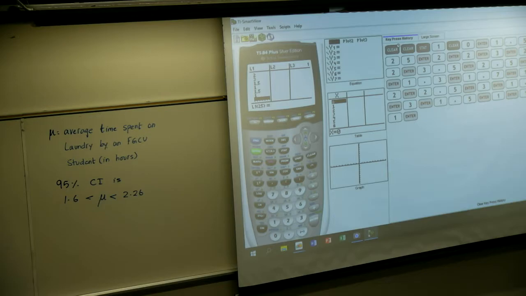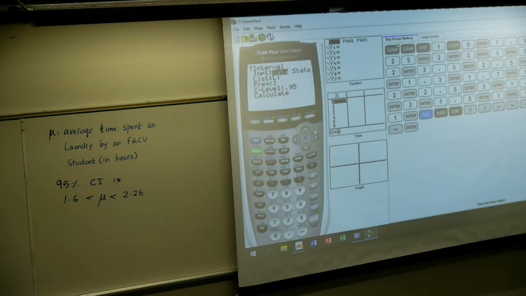Are we ready? Okay. Second mode to exit. Press start. Over to tests. In my calculator, it's option number 8. It should say T interval.